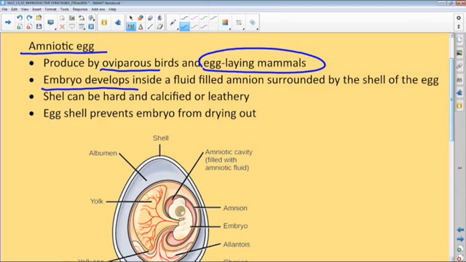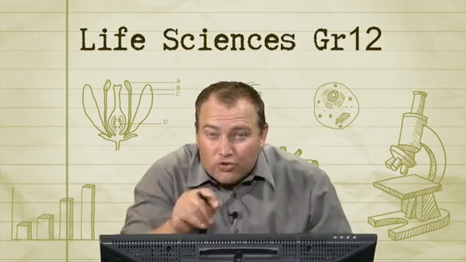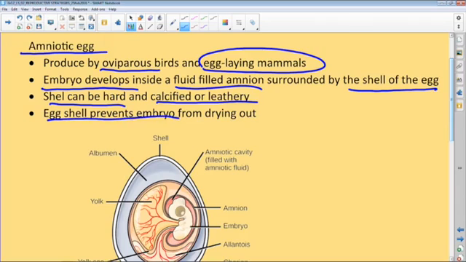The embryo develops inside a fluid-filled amnion surrounded by a shell of the egg. Okay, the shell can be hard or classified as leathery. Now, I don't know if you've ever been to a pet shop and seen a bearded dragon. Those eggs are soft. It's quite cool. And the shell prevents the embryo from drying out.